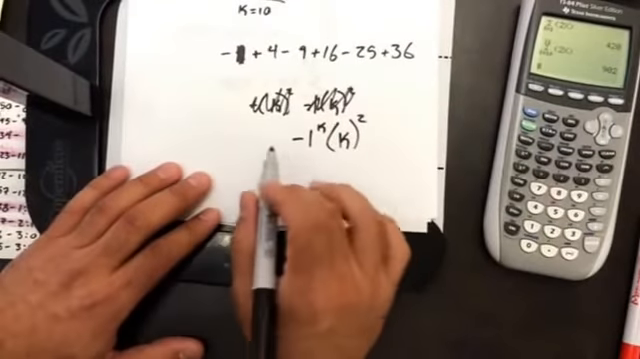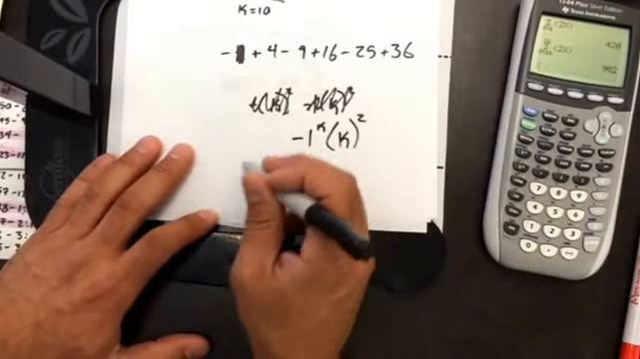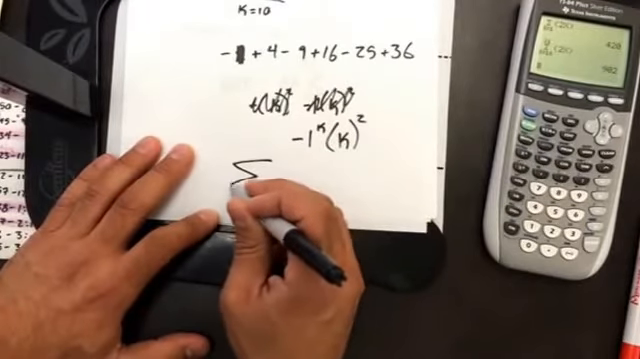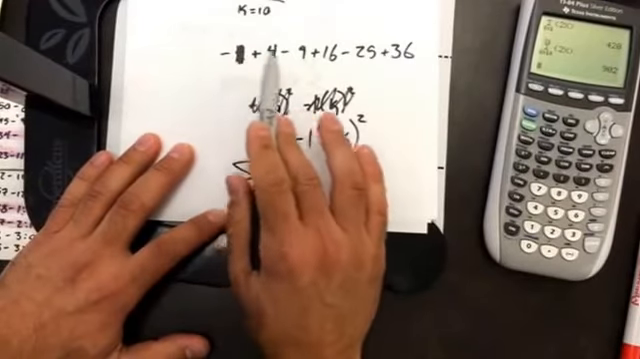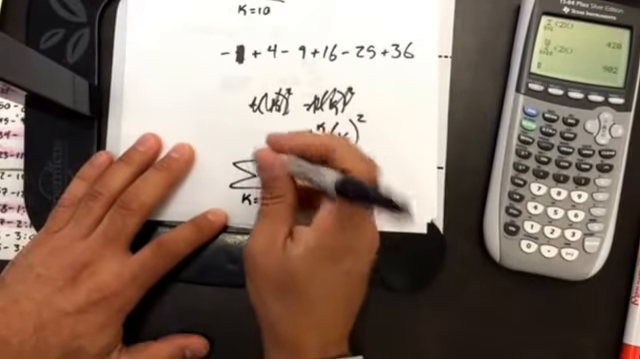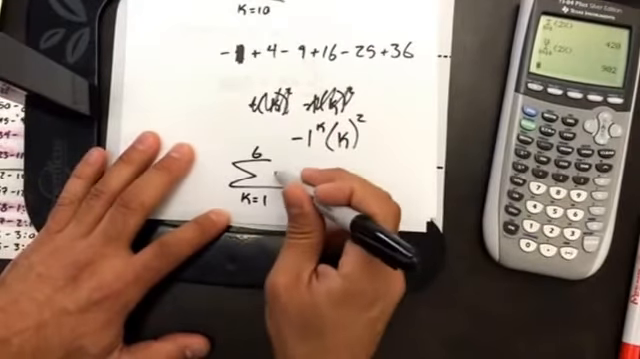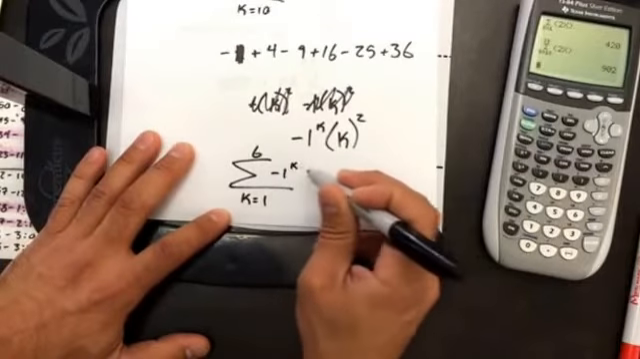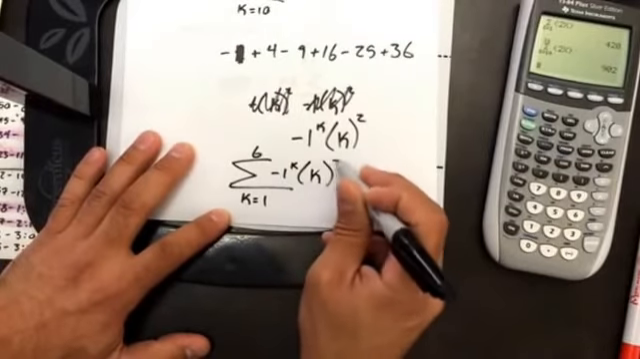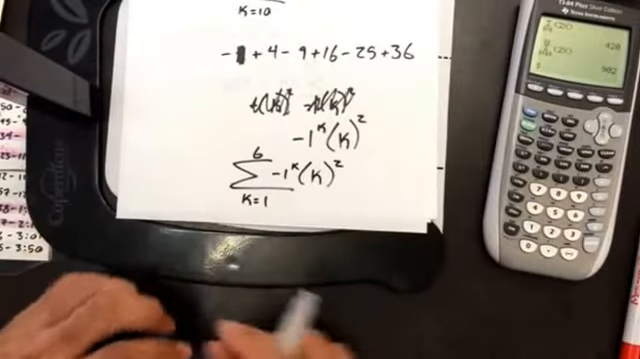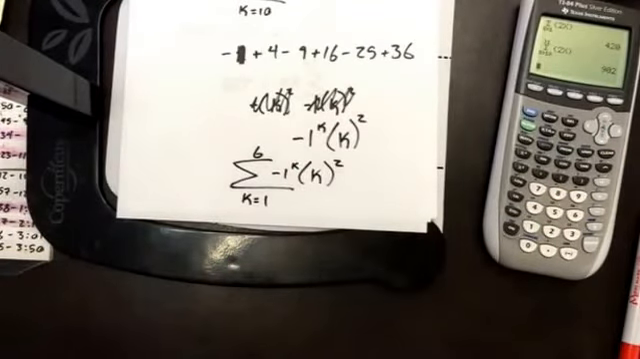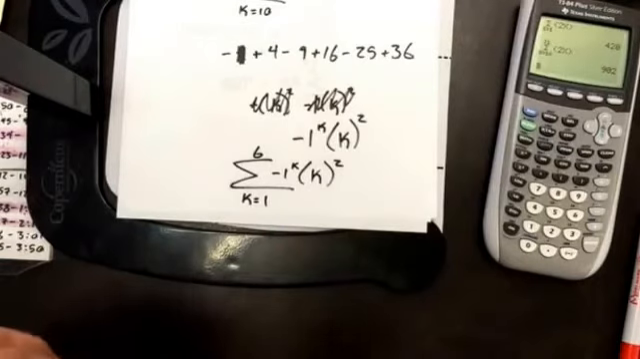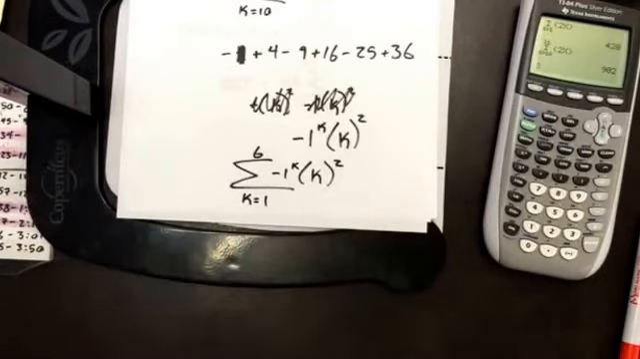Now, for this, that's my rule. My starting value is going to be 1. My ending value, I have 1, 2, 3, 4, 5, 6 terms in the series. The rule is negative 1 to the power of k times k squared. I'm going to just plug that into my calculator and it gives me the answer. So this is kind of what we're looking for here. Writing the rules is going to be a little bit more difficult, but we'll be able to get them down.